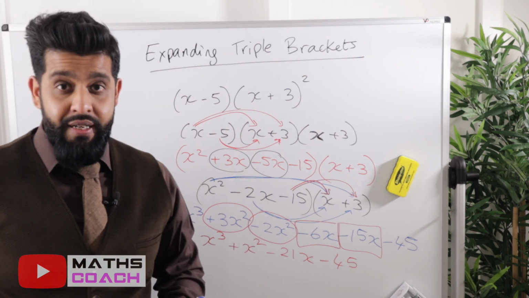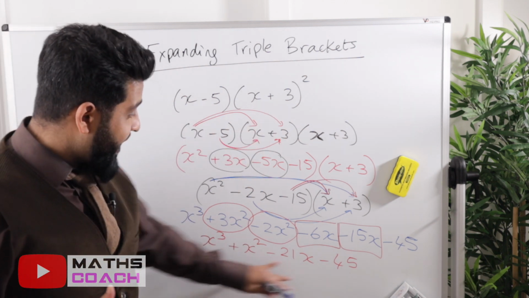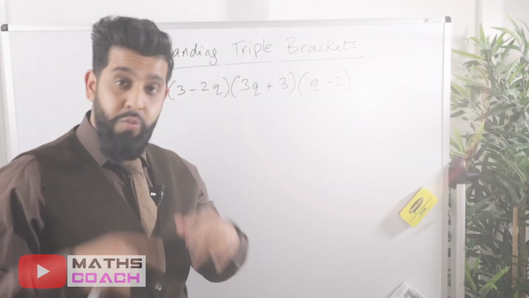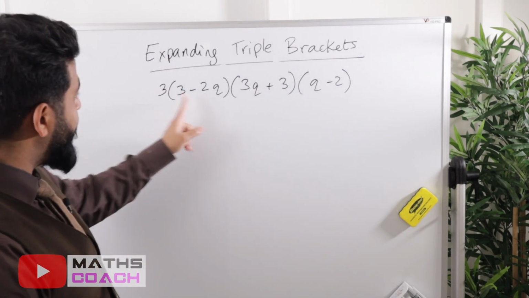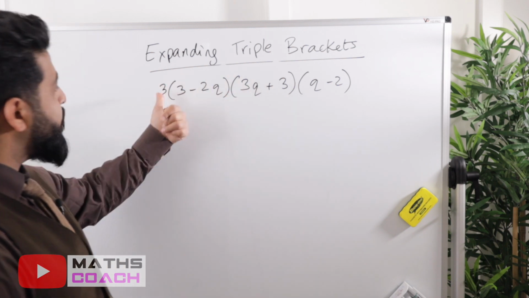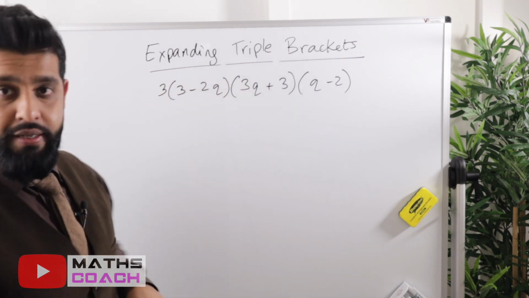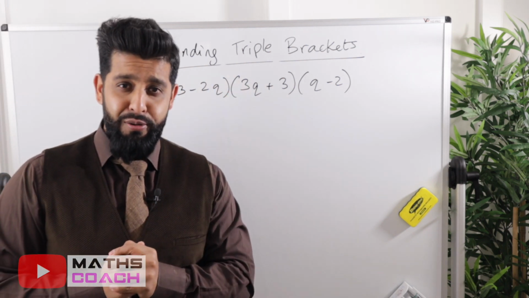We have expanded the brackets. We have collected all the like terms. Why don't you have a go at this next one here? I've made it interesting for you because not only do you have 3 brackets, but you also have a number outside. Okay, I want to see how you are going to deal with that one.